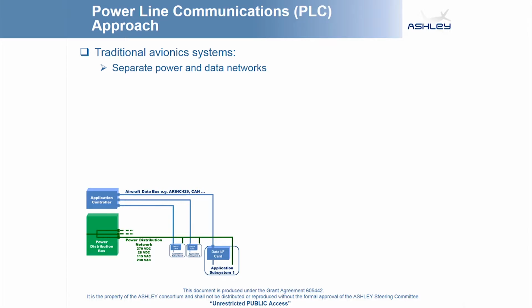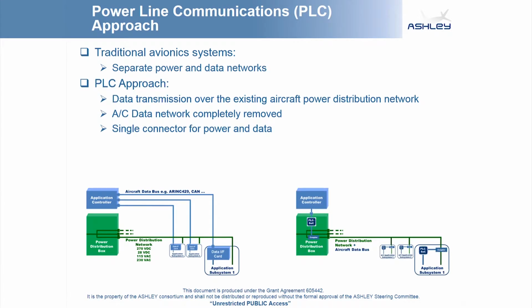One potential solution is power line communications, abbreviated here as PLC. With the PLC approach, data is transmitted over the existing aircraft power distribution network. The data network may then be completely removed. PLC components are integrated into application devices, and therefore a single connector is provided for both power and data.